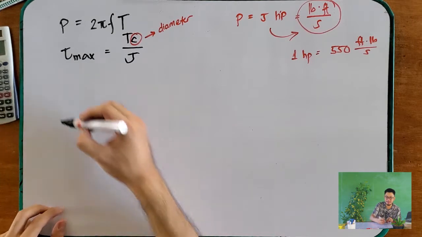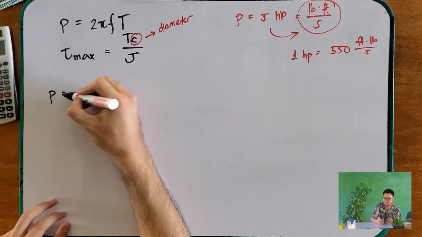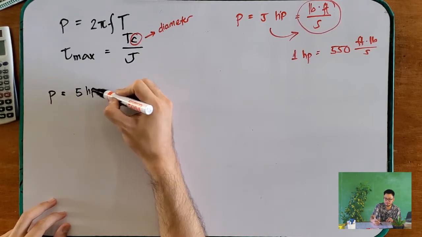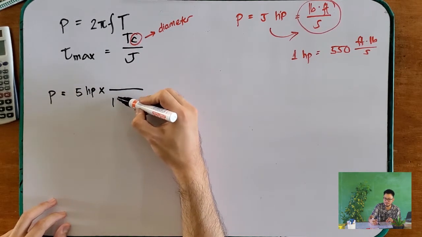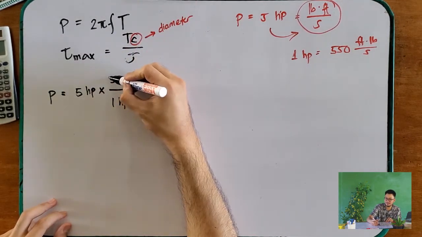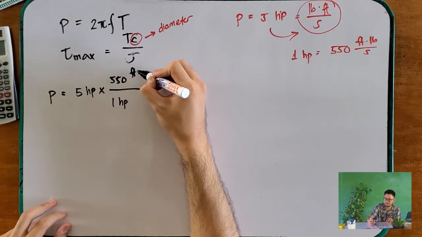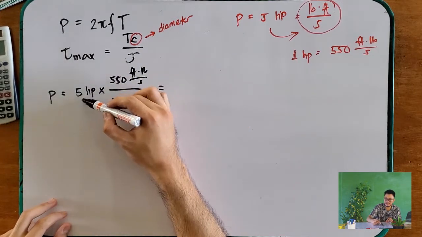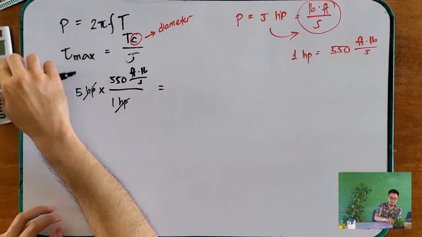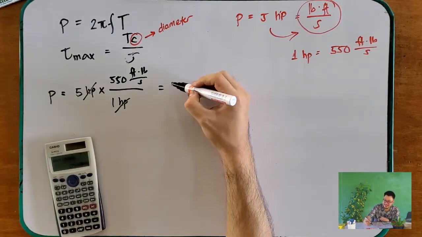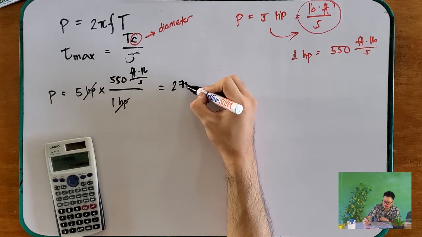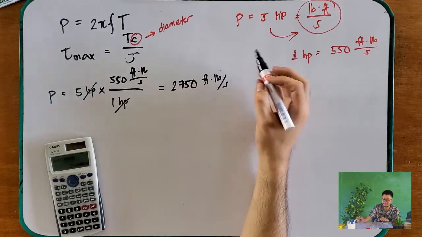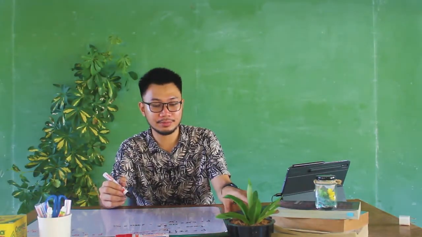First, let us get the power. The power in foot-pound per second. So, 5 horsepower multiplied by 1 horsepower is equal to 550 foot-pound per second. Cancel, so 550 times 5. That is 2,750 foot-pound per second. Okay, so that is our power.